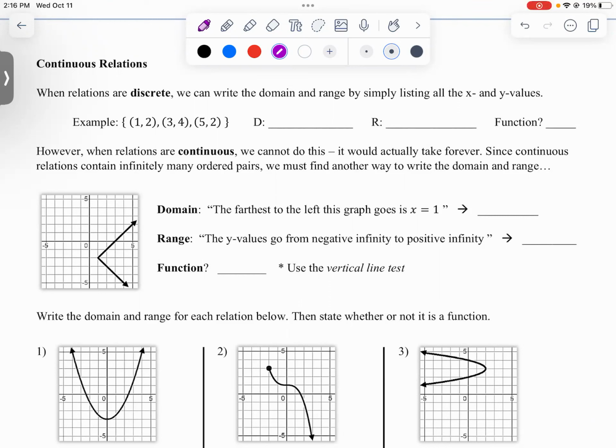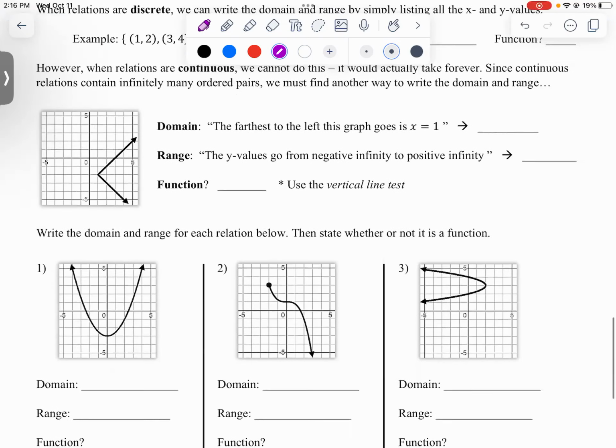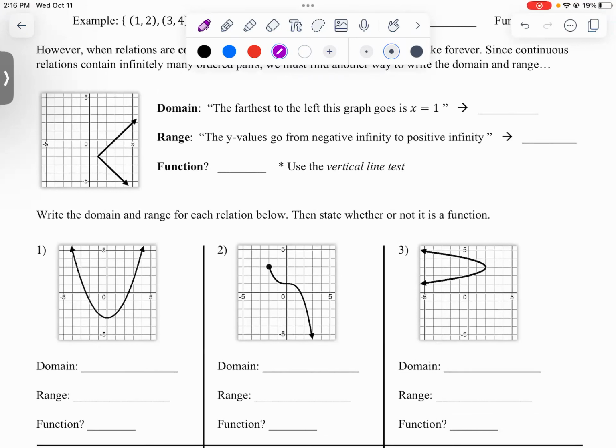Okay. So when we have a discrete relation, we can pick out, here are the numbers and we can list them for domain. Here are the numbers and we can list them for the range. But we're not going to be able to do that for a continuous function or continuous relation, I should say. So here's what we're going to do. If I go from left to right, notice, do I have any graph right here? Do I have any graph right here? I start at x equals 1 and it keeps going to the right forever. Do you see that? So we could write x is greater than or equal to 1 because we start at 1 and it goes to the right.